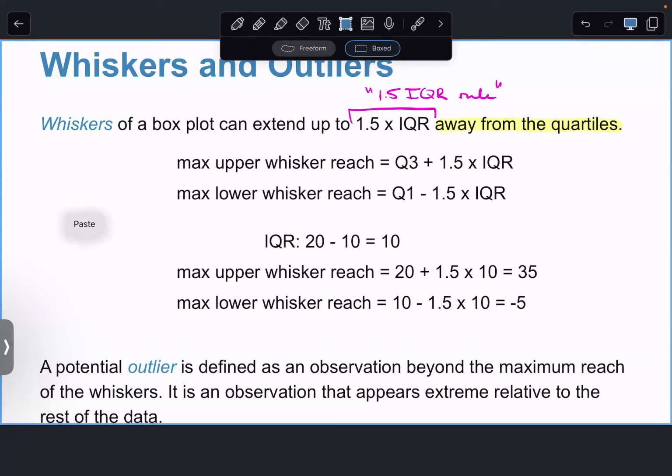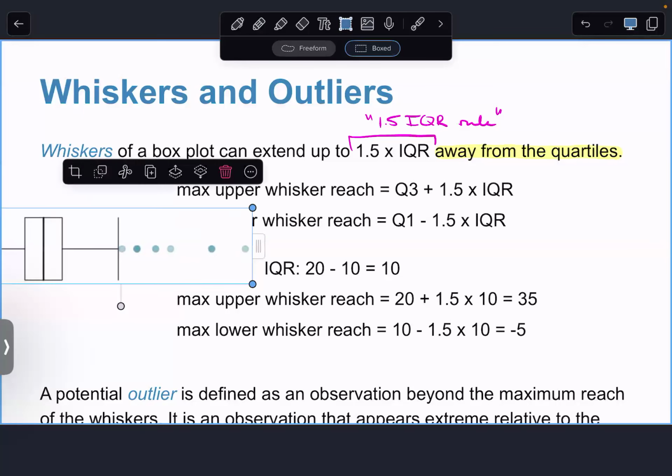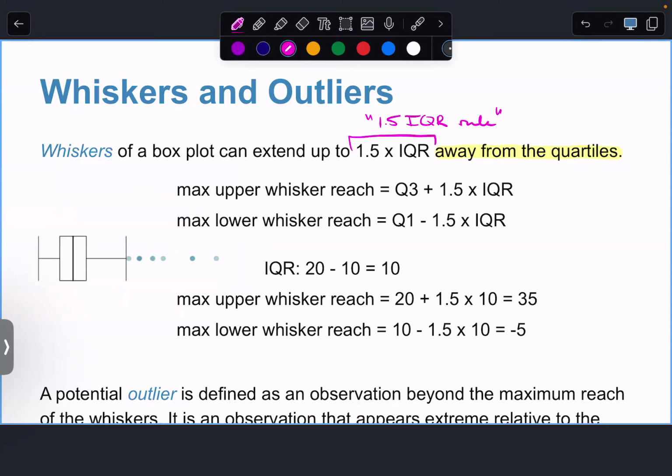Now I'm going to bring in that same box plot here and try to flip it because it's just easier to think about. This distance here is the interquartile range. We already saw that the interquartile range is Q3 minus Q1. So the rule says I'm allowed to go 1.5 times that distance down from Q1 or up from Q3. That's just the rule. So if I've got Q1 here and Q3 here, I'm allowed to go down 1.5 times the interquartile range.